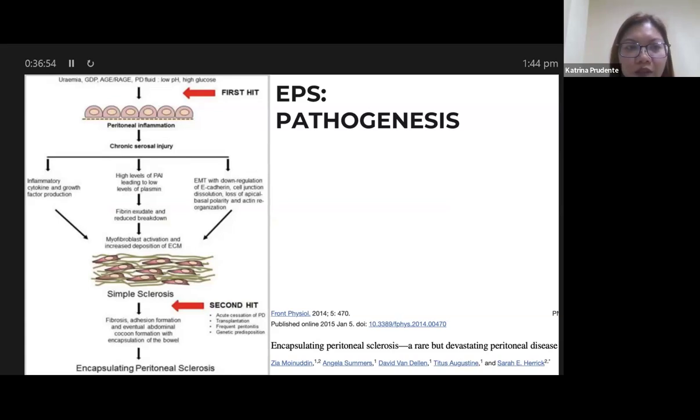It is well established that chronic exposure to bioincompatible dialysate causes damage to the peritoneum of all patients on PD, and this is the first hit that causes mesothelial disruption, which can trigger a fibrotic process, which is referred to as simple sclerosis. The subsequent exposure to a second insult in some patients triggers the development of EPS. So this second insult can be episodes of peritonitis, acute cessation of PD, transplant, or any intra-abdominal event, or may be a genetic predisposition.